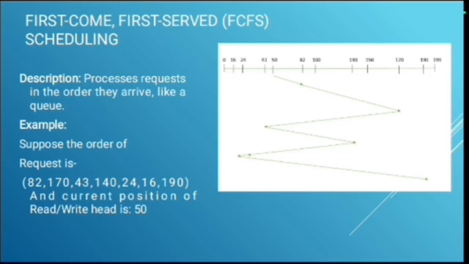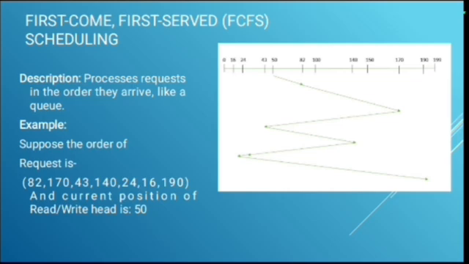First come first serve disk scheduling algorithm. It is the simplest of all disk scheduling algorithms. In FCFS, the requests are addressed in the order they arrive in the disk queue. Let us understand this with the help of an example.